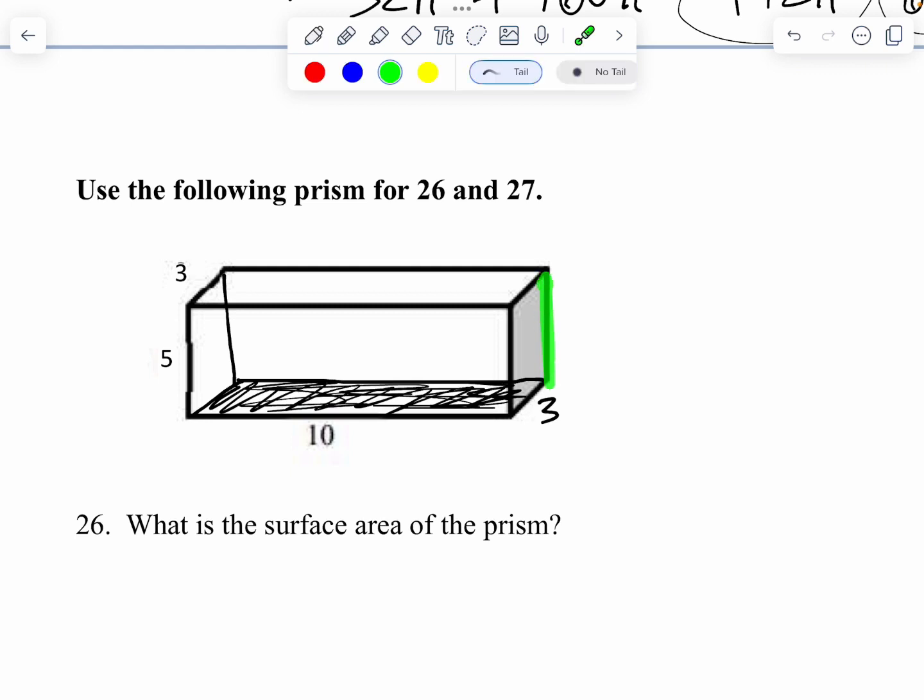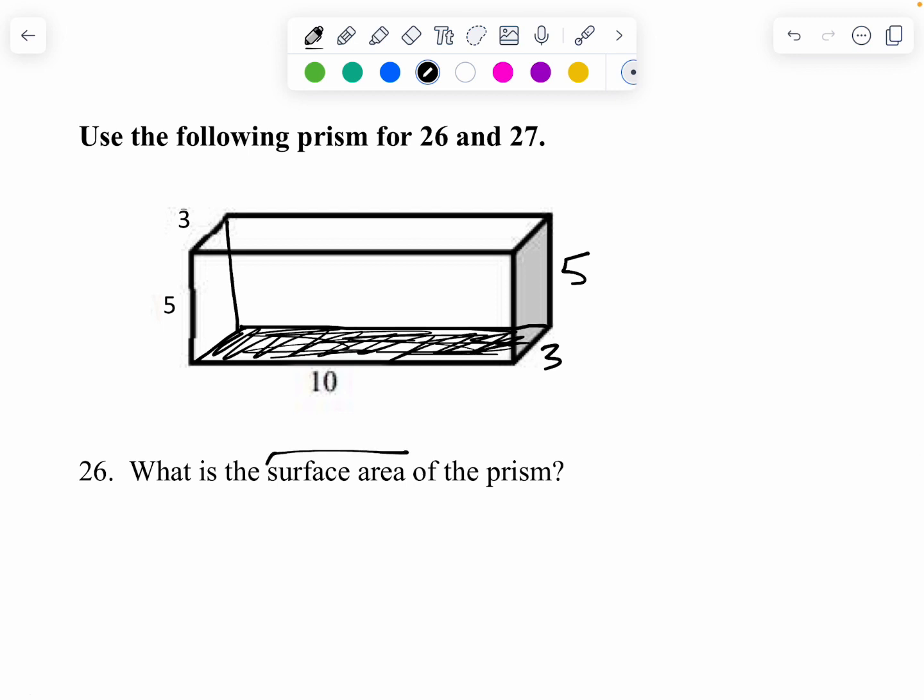How tall is this thing? It's the same here, it's the same here, it's a 5. So now I've labeled my entire rectangle. You do have enough information, but you have to use your 3D awareness to be able to figure out where all the numbers go and what they all are. Okay, surface area of the prism, you have a formula for that. It looks like this, 2B plus Ph.